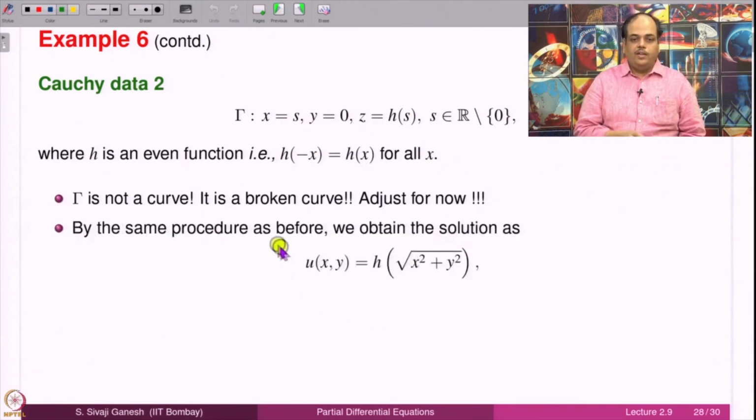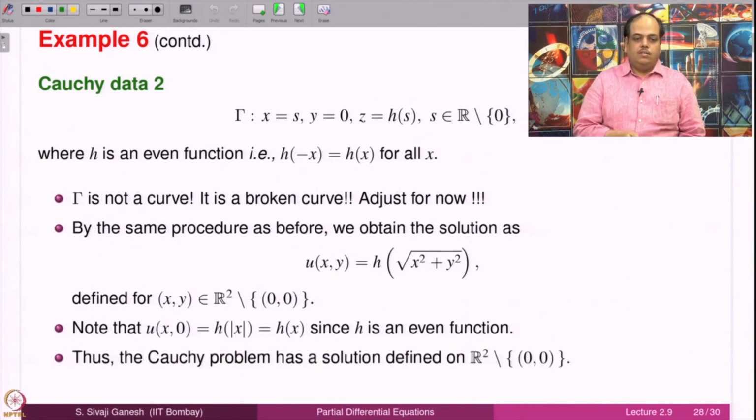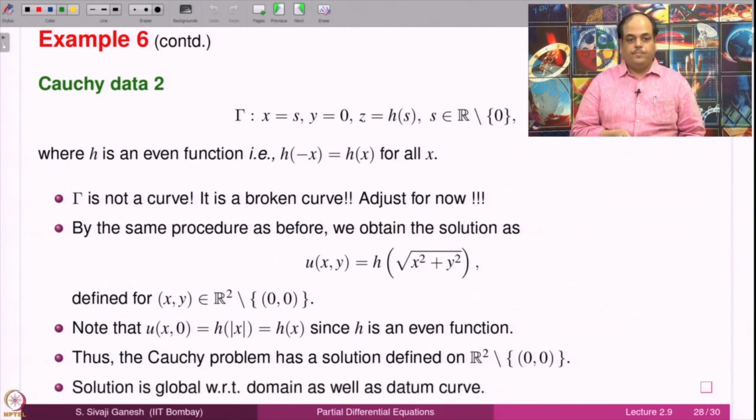Same procedure as above, we get u(x,y) equal to a function h of root x square plus y square. This is defined whenever (x,y) is different from origin and is a smooth function. If h is a differentiable C1 function, then this, being a composition of C1 functions, will be a C1 function and it will be a solution. See now u(x,0) is h of mod x and that is equal to h(x) because it is an even function. Thus the Cauchy problem has a solution defined on R2 minus origin. So, it is global with respect to domain, therefore global with respect to data as well. Solution is global with respect to both.